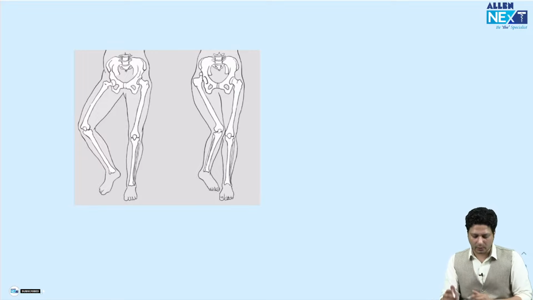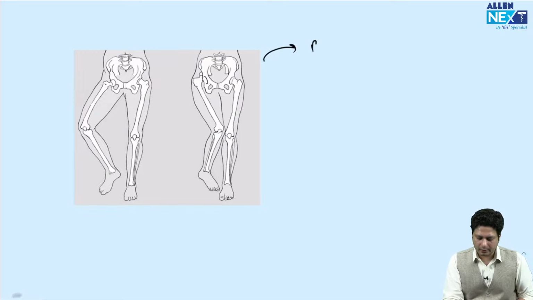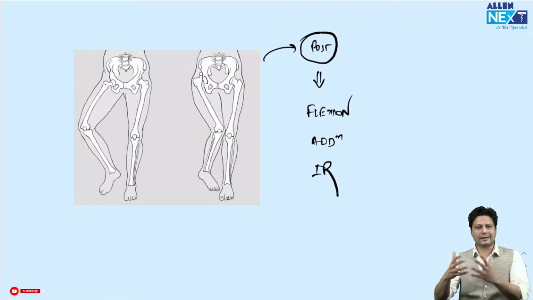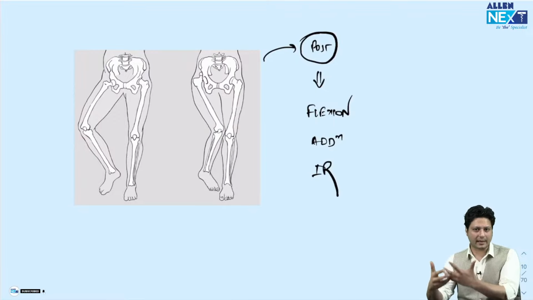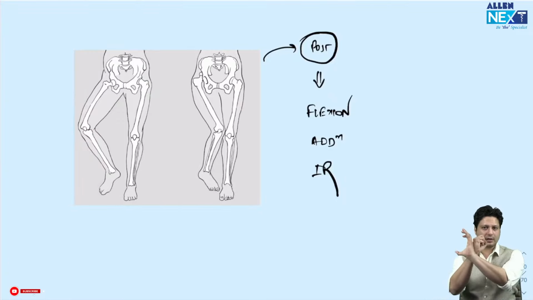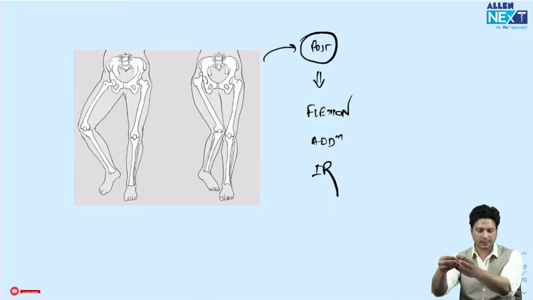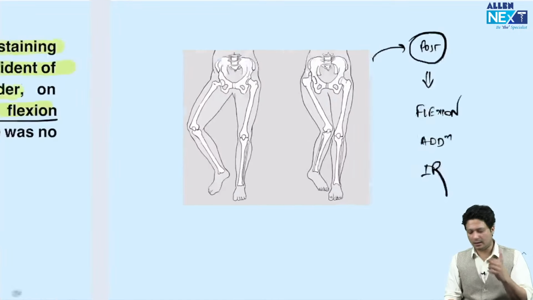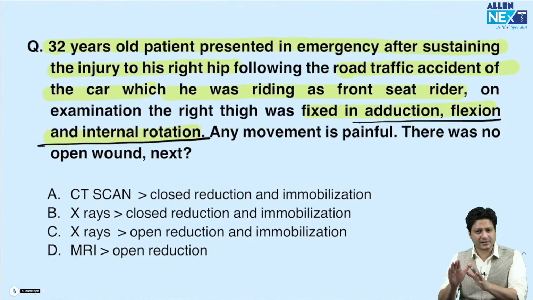If the hip joint is dislocated posteriorly, then this patient would be having flexion, adduction and internal rotation deformity. The reason why there is flexion, adduction and internal rotation is the posterior dislocation of the head of the femur in relation to the acetabulum. Moreover, this posterior dislocation is further assisted by the mechanism of injury that has been provided in the question.